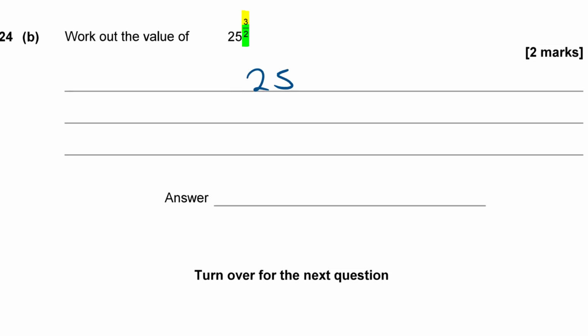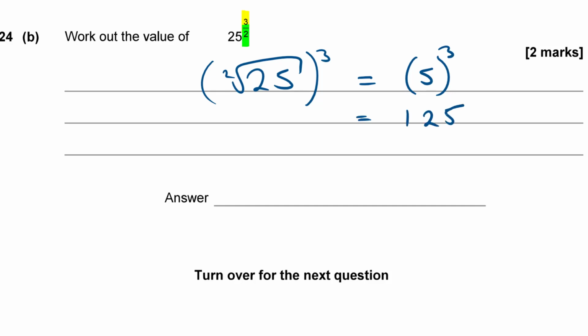Okay, so I'm going to have 25. I'm going to square root it, and I'm going to cube it. I like to do the root in first because it ends up with smaller numbers. So the square root of 25 is 5, and 5 cubed is 125. So 1, 2, 5.